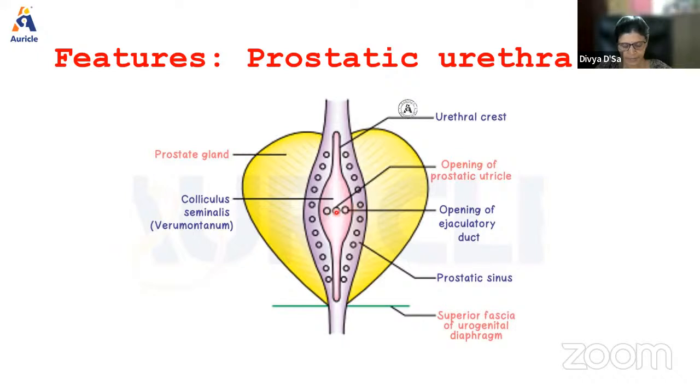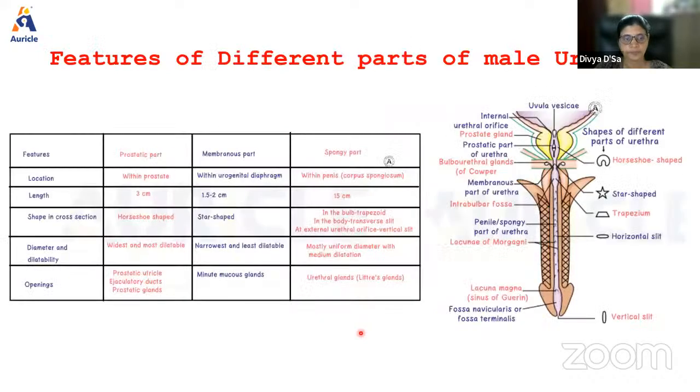Then we have the ejaculatory duct, about 2 millimeters long, formed by the union of the vas deferens and seminal vesicles. Then we have small openings all around here, the prostatic sinuses, where you see many openings of the ducts of the prostate gland. These are the features of the prostatic urethra. This is very commonly asked as a 3 marks question.